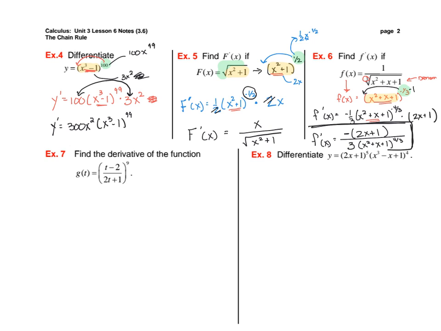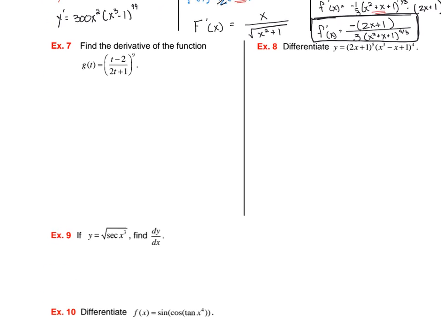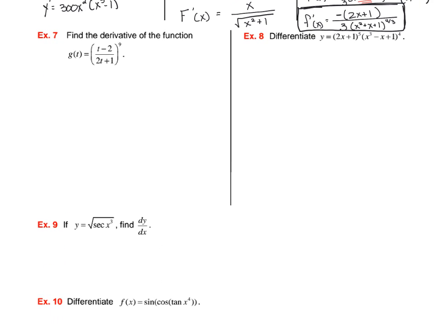And that probably would be about the best we can do. That is the derivative using the chain rule. Let's try these last two problems here in this video. We have a quotient rule and we have a product rule.